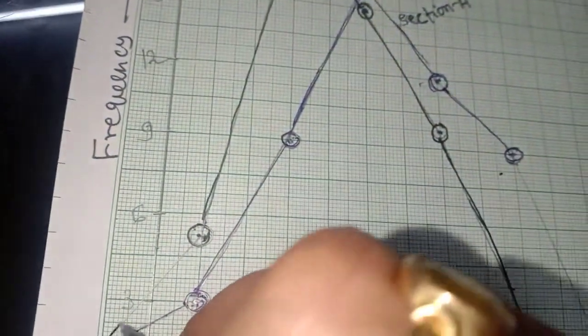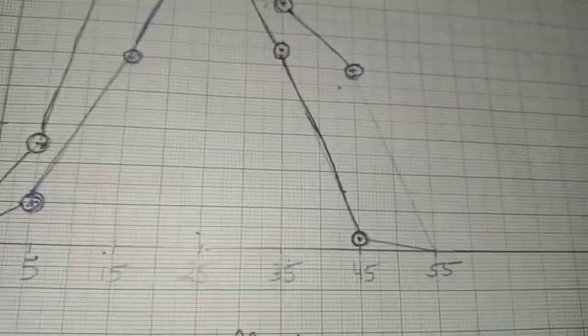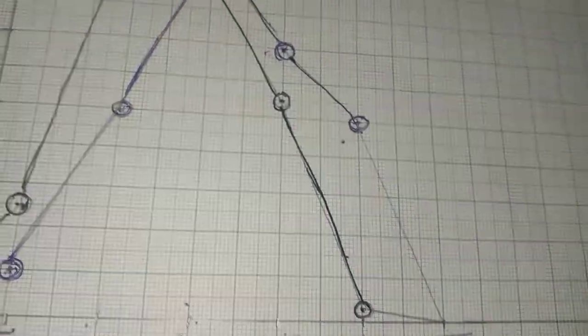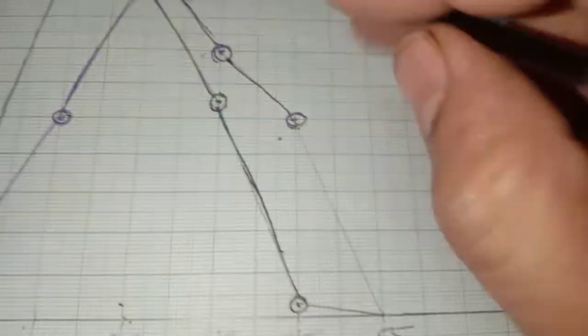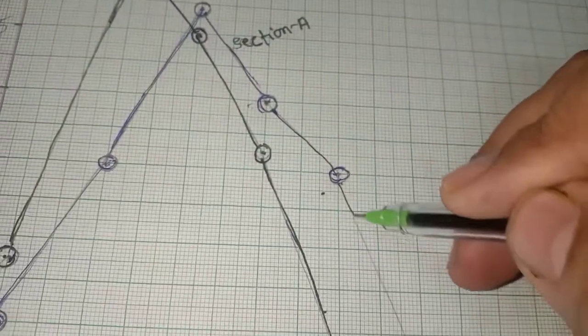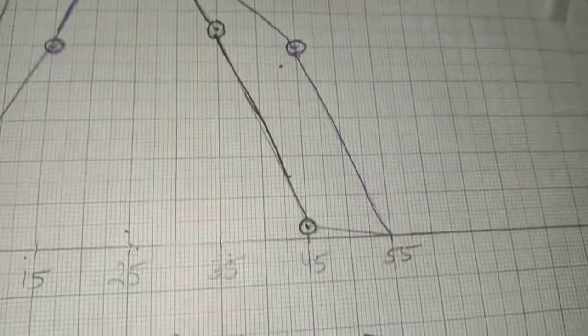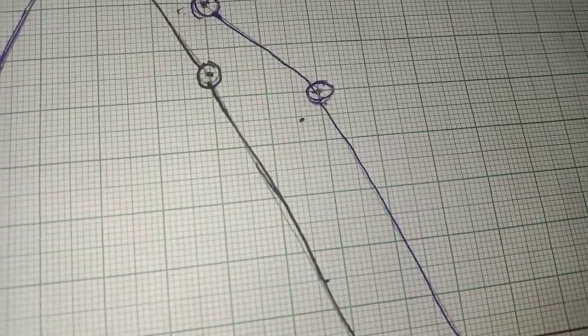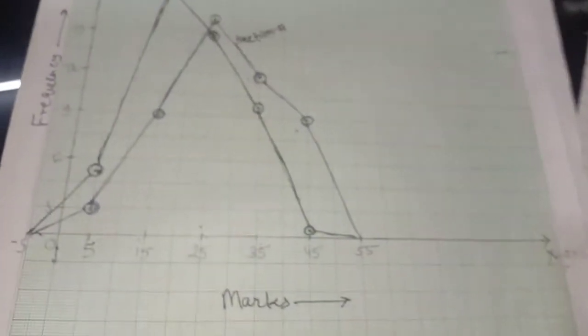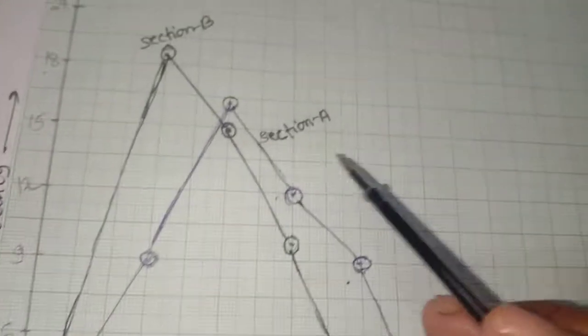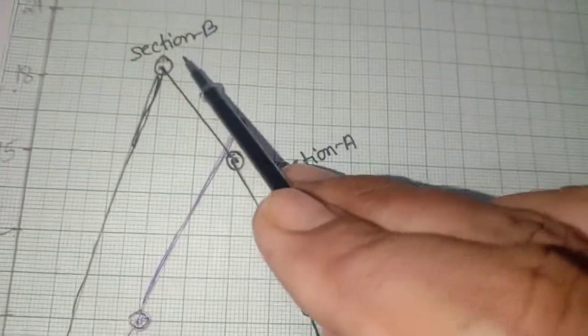Otherwise, you move up to here. So if you have started, you have to close the graph also. For section A, you can close it at 55. And for section B, you can close it at 45. So in this way, you will draw the frequency polygon and indicate here section A and section B.